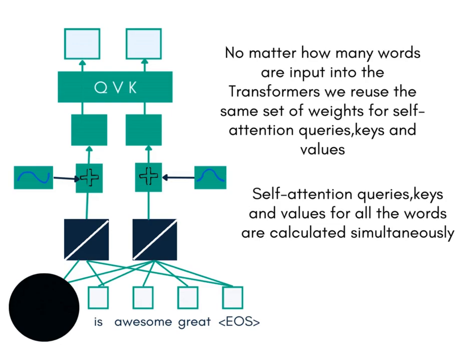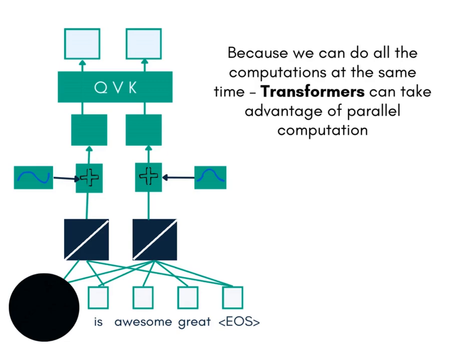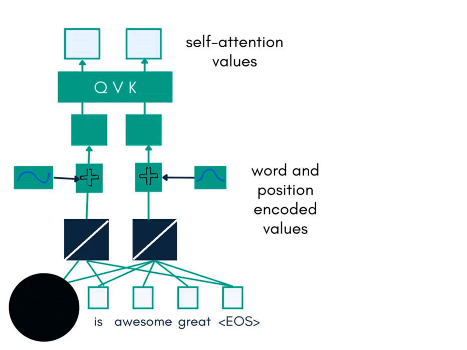Self-attention queries, keys, and values for all the words are calculated simultaneously. So that's one of the reasons why you use a transformer: it can leverage the mechanism of parallel computation, right? At the same time, you can have matrix calculations happening in different GPUs, right? Because we can do all the computation at the same time, transformers can take advantage of parallel computation. That's what I was just mentioning.